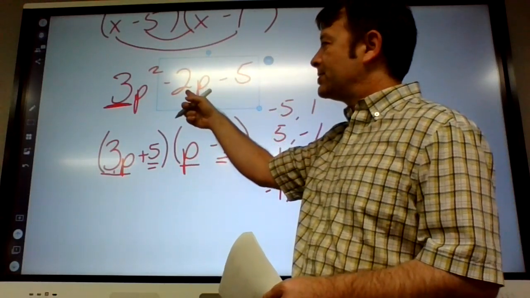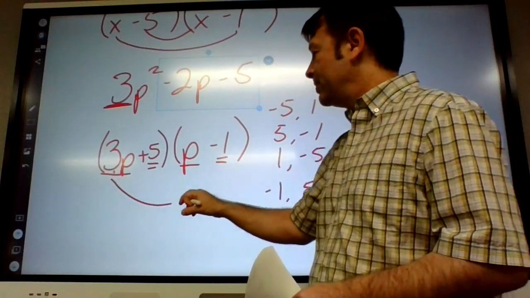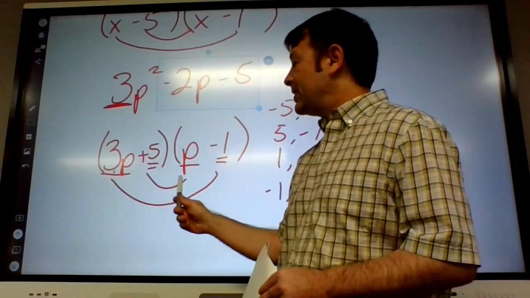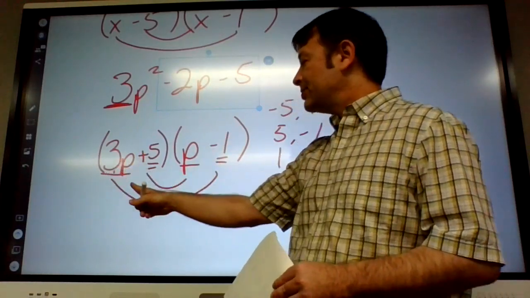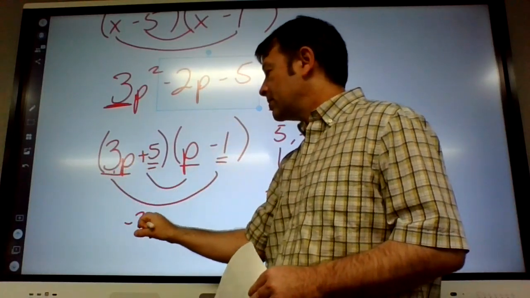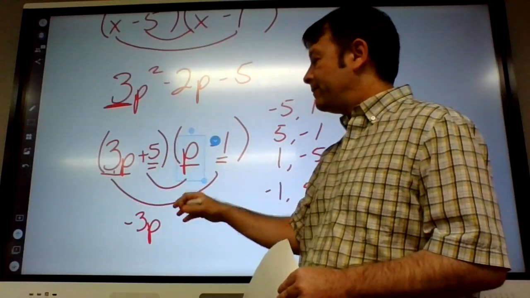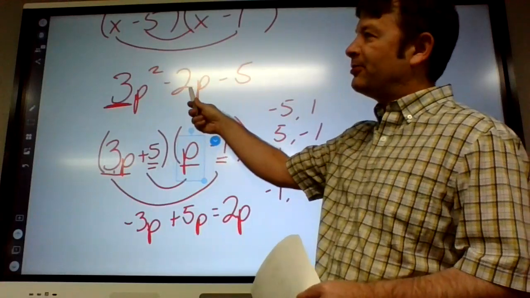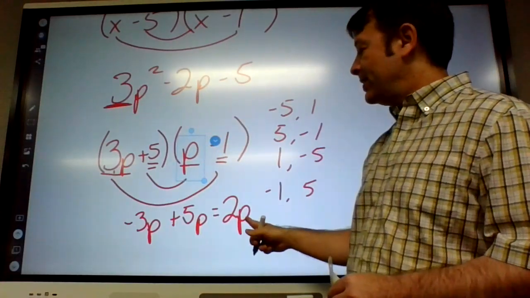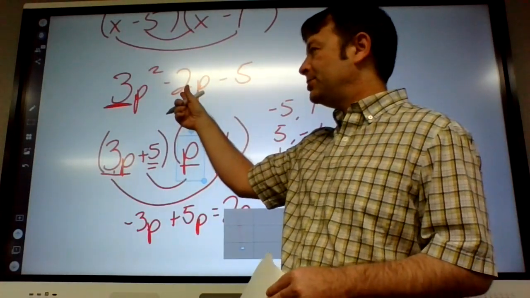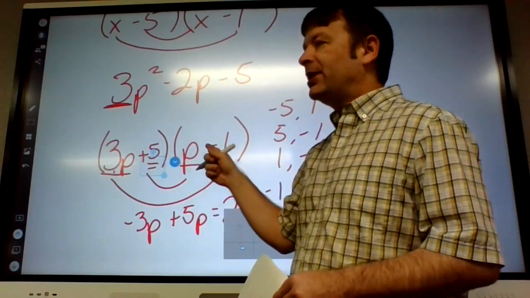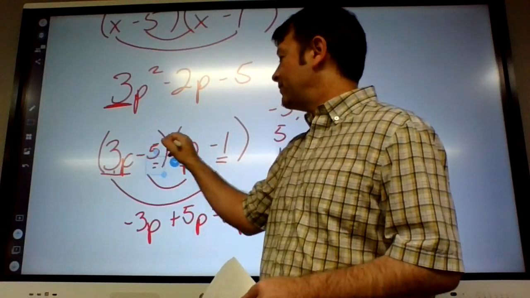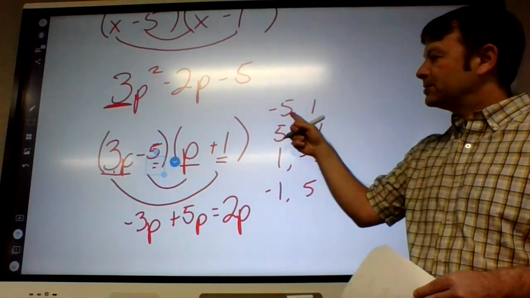But really what we need to check is the middle term. And where does the middle term come from? The outside inside of foiling. So if we did outside inside, would it give us negative 2p? Outside is negative 3p. The inside is 5p. Which together makes 2p. Is that what we wanted? No. But if you get the right number, but it's the opposite, 2 instead of negative 2, that just means your pluses and minuses need to switch. So it should have been minus 5 and plus 1.